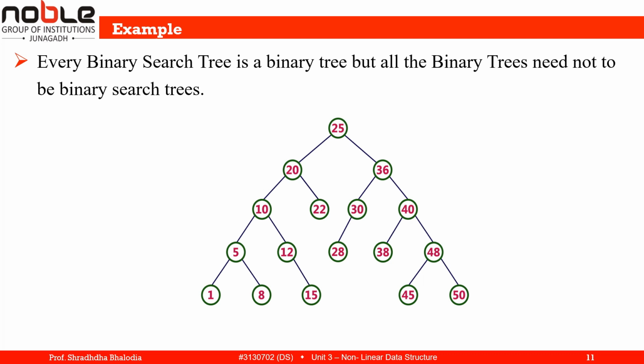Now we move forward with one example. Every binary search tree is a binary tree, but not every binary tree needs to be a binary search tree. So this is how we differentiate a binary tree from a binary search tree. Here we have an example: 25 is the root node, values less than or equal to 25 are in the left subtree, and greater values are in the right subtree. So this is how we represent a binary search tree.